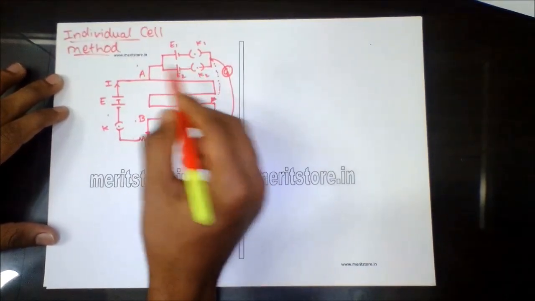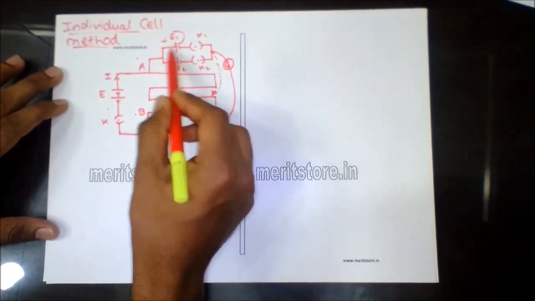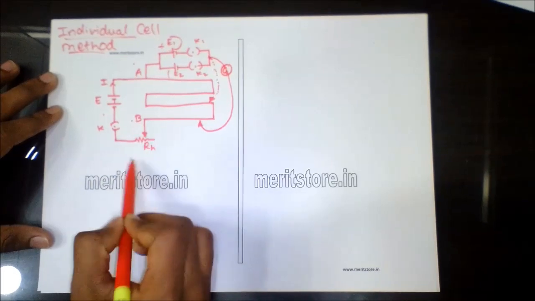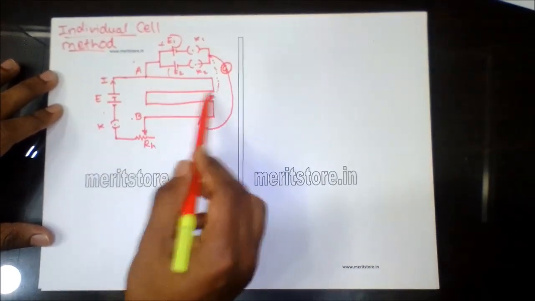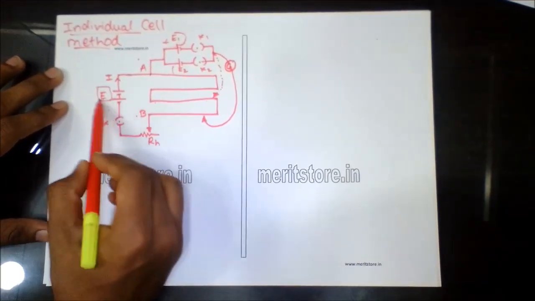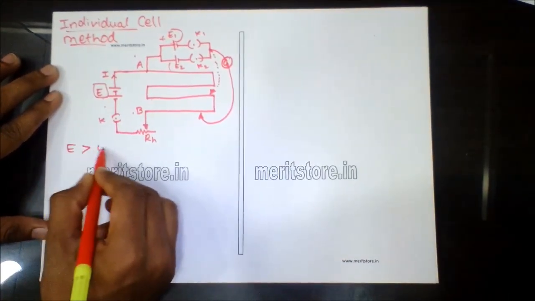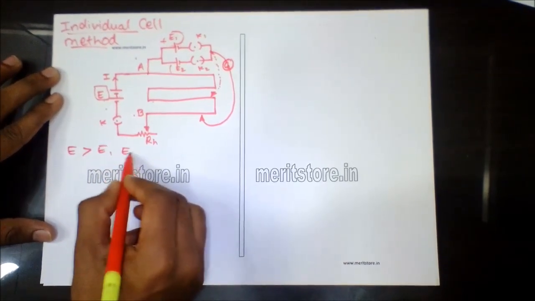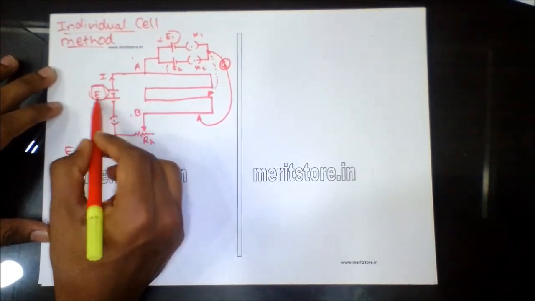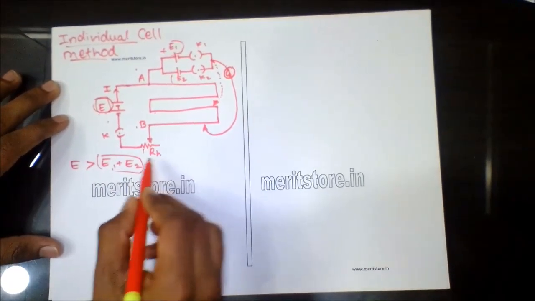In this method, both the unknown EMFs which need to be compared are connected separately with two different keys to the galvanometer in this potentiometer arrangement. This length AB is the potentiometer wire, which is usually 2 meters to 10 meters. This is a known potential, and make a note that E should always be greater than E1 as well as E2 and the sum of both. This is important so that it always remains the driving cell. A key K and a rheostat are provided.